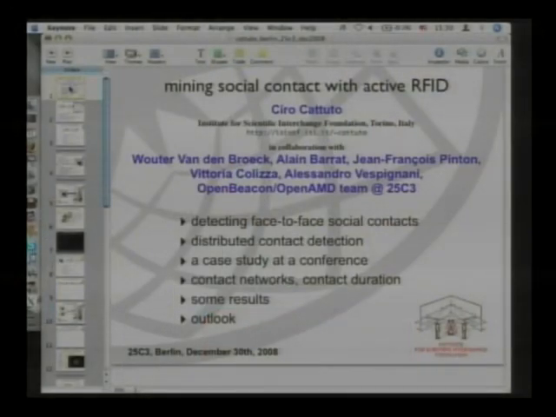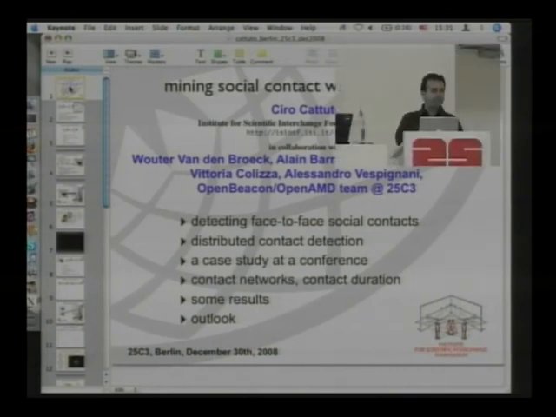What I will talk about in the next 25-30 minutes is a project that we started building exactly on top of the OpenBeacon platform at the Institute for Scientific Interchange in Torino. Most of us are actually physicists, and our interest here is not in the physics of the devices, but in what kind of patterns and network structure you can mine in terms of social activity when you deploy these devices inside the community in a closed environment.